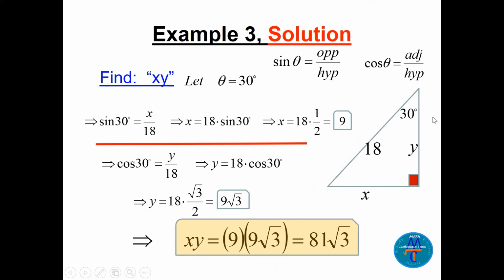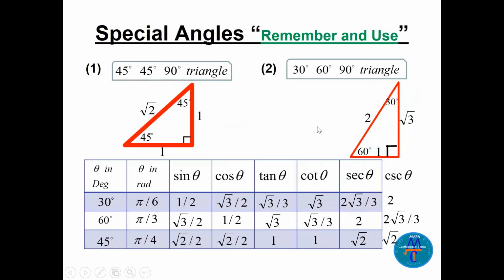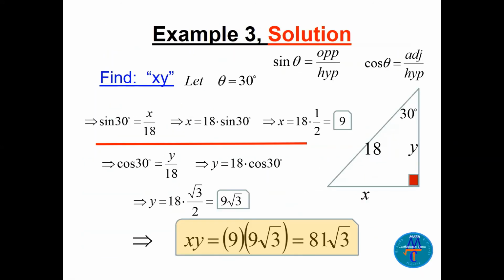So sine 30, see this is the angle here. Sine 30 will be x, that's the opposite, x over the 18. Now cross multiply, x will be 18 times sine 30. Sine 30 from the table, or the triangle, these are special. You have to remember them always. Sine 30 will be half. Half times 18, 9 is the value for x.